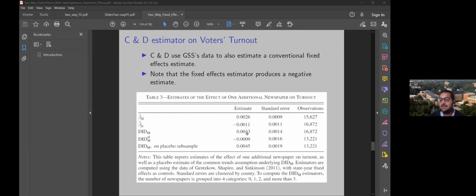And what they find is about 4.43 percentage points, which is higher than what Gentzkow found. And if you do a t-test, it's statistically different. So their estimator is of the correct sign, that newspaper circulation does increase voter turnout, but they find effects to be larger.